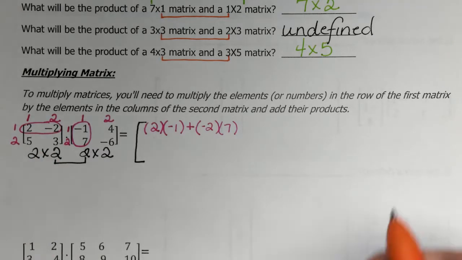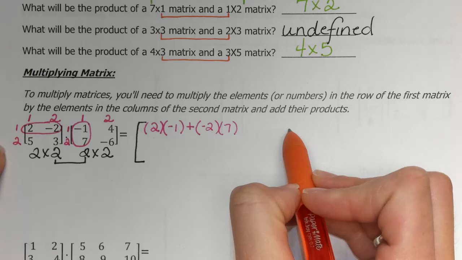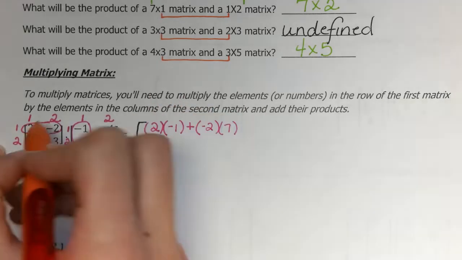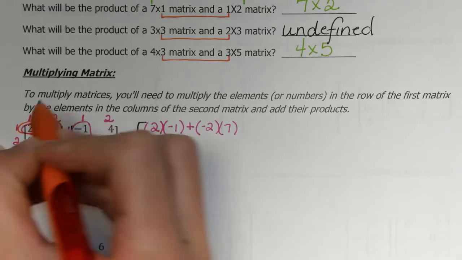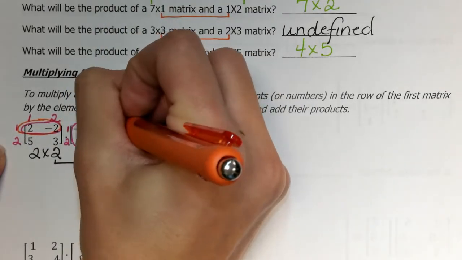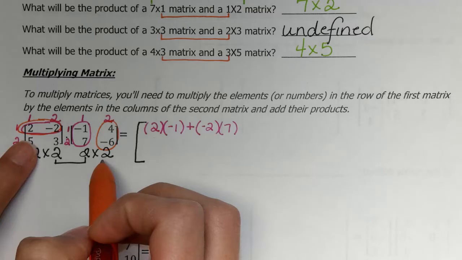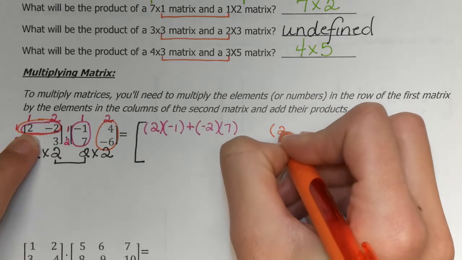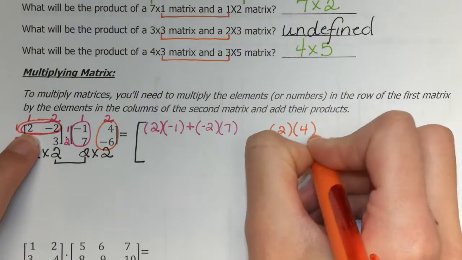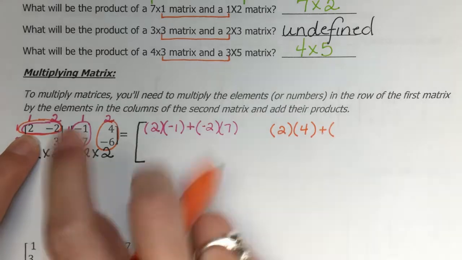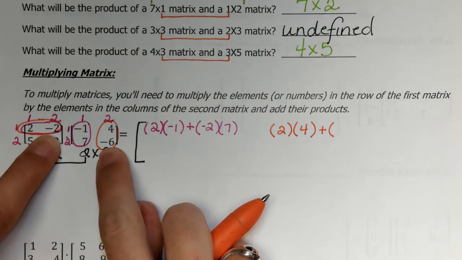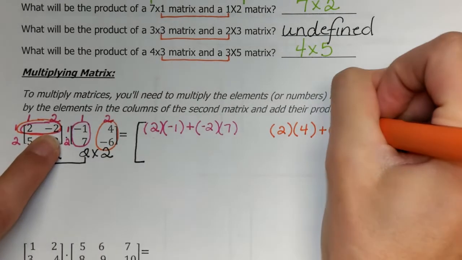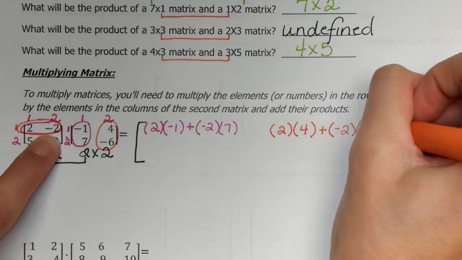Then, I need to look at, this would be first row, second column, yeah? So that's what I'm going to multiply. First row, second column. Okay? So I'm going to do first number by first number. That means I'm going to multiply 2 times 4 and add second number by second number, which is negative 2 times negative 6.